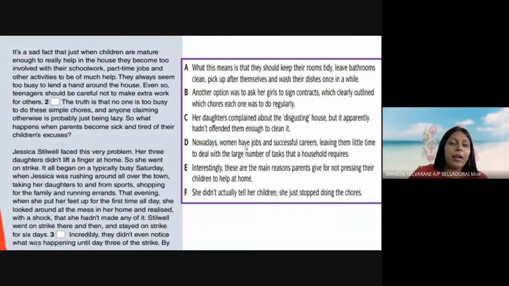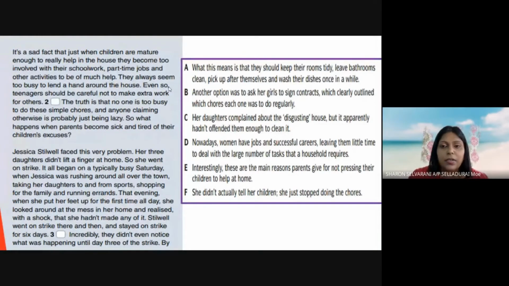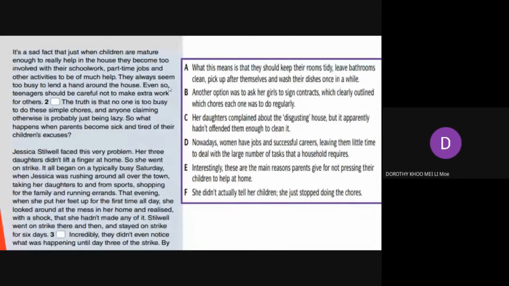So let's look at paragraph 2. Okay, so what do you think could be the answer for paragraph 2? It's talking about the teenagers. Even so, teenagers should be careful not to make extra work for others. So what do you think could be the correct answer here? A. A, is it? Yes, teacher. Okay, any other answers?